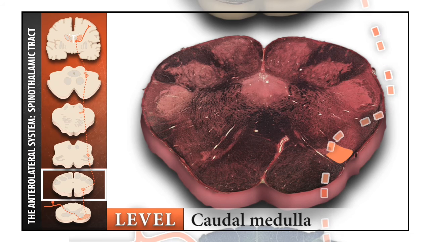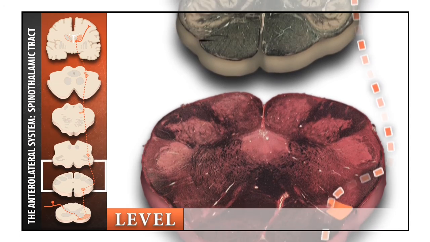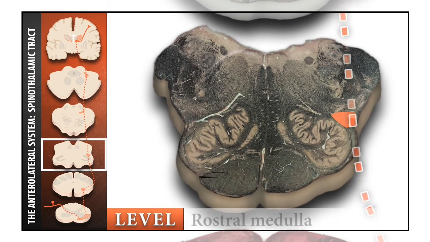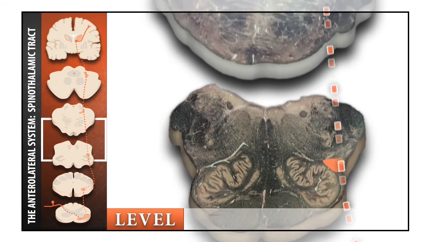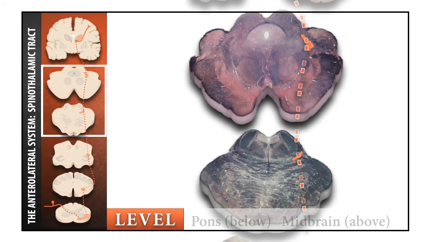This is the anterolateral tract in the caudal medulla. In the rostral medulla, the anterolateral tract lies between the inferior olivary nucleus and the nucleus of the spinal tract of the trigeminal nerve. In the pons and midbrain, the anterolateral tract lies lateral to the medial lemniscus.